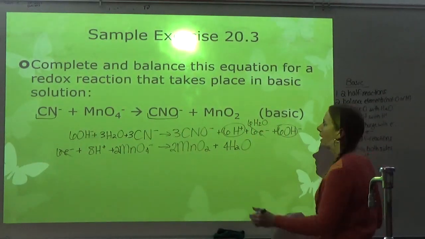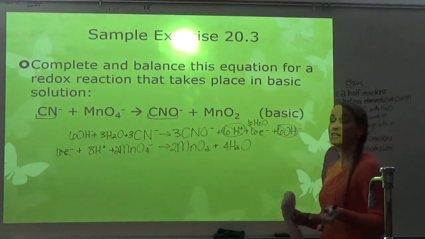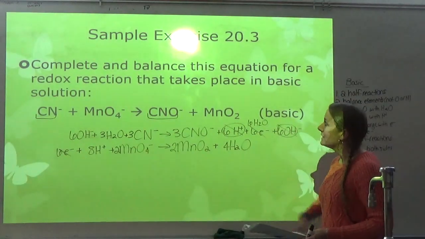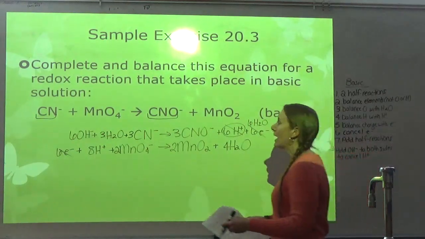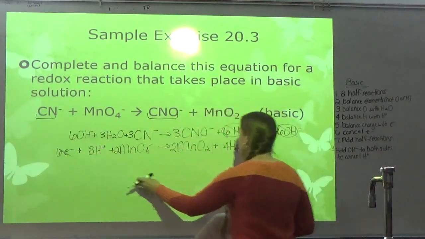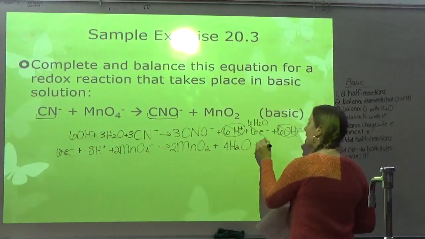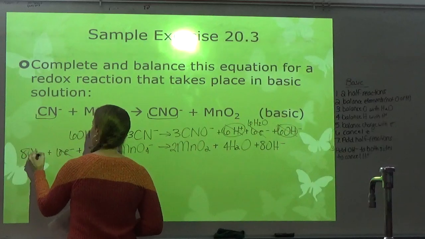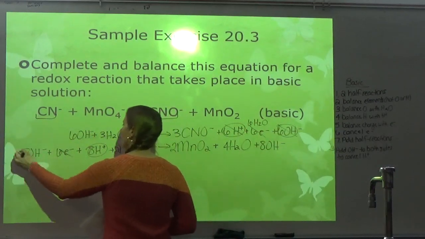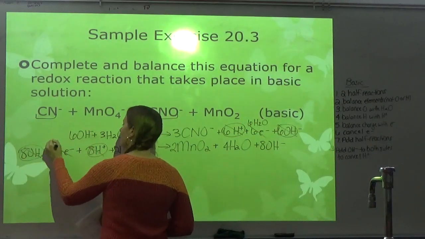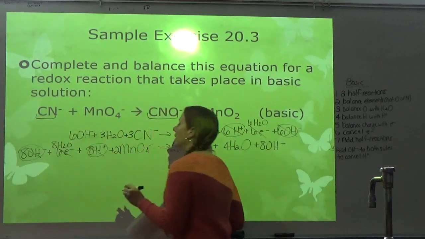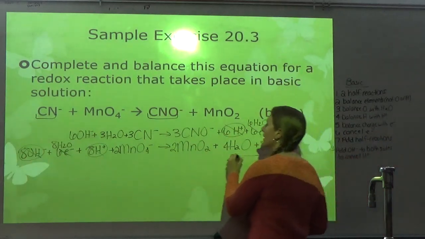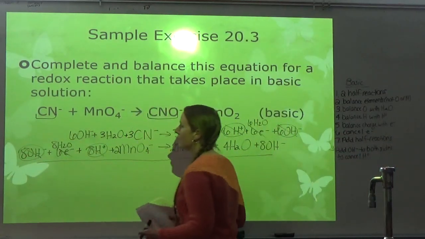You've got to keep that in mind. So instead of having 6 H plus and 6 OH minus now, on this side I'm going to have 6 waters. All right, so then I go down here. I have 8 H pluses on this side, so that means I'm going to put 8 OH minuses on both sides. But these are going to cancel out and become 8 waters. Now I did that part, so now I just need to cancel everything. I already canceled my electrons, so let's see what else cancels.